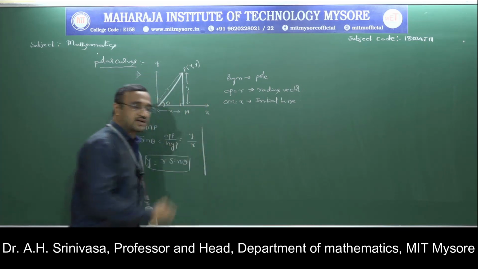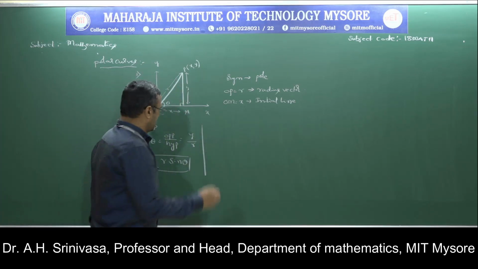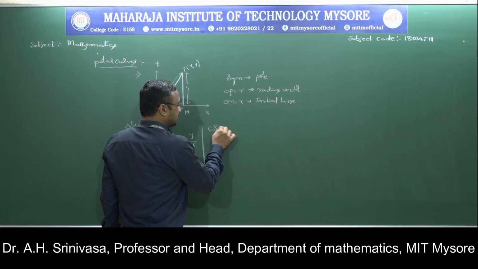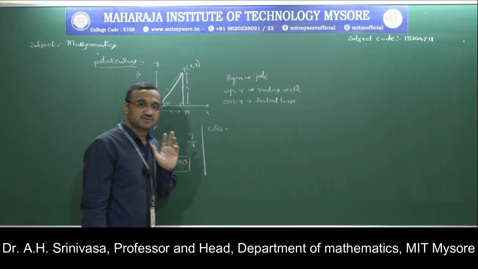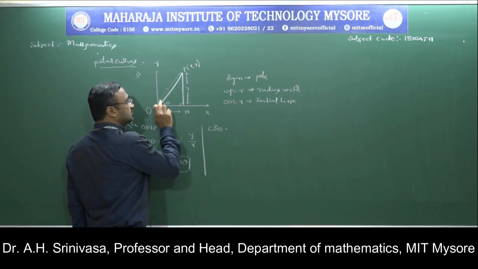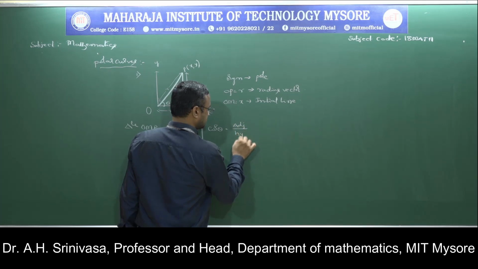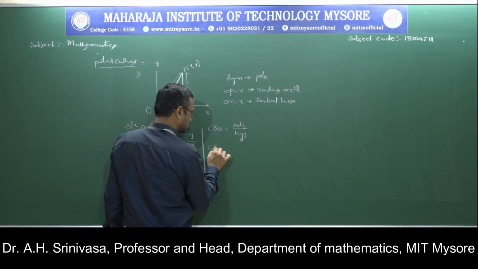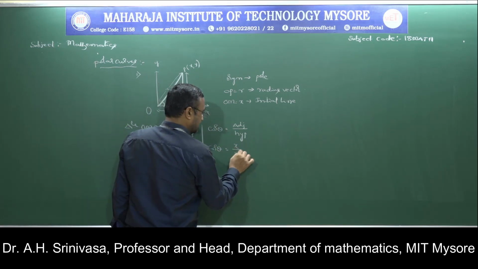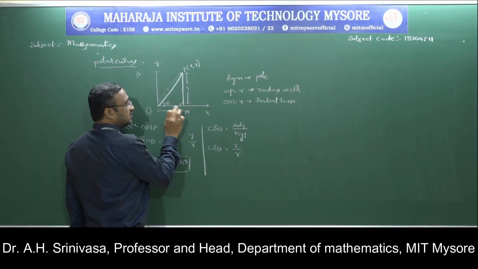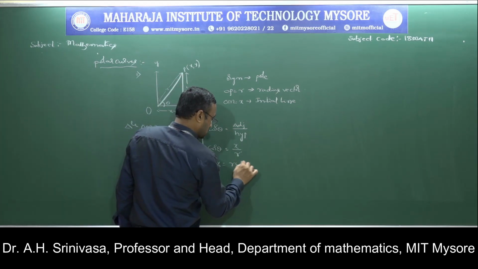In the same way, we can also find the other coordinate. I want to find the value of x. For that, we can take cos theta for this right angle triangle. Cos theta is adjacent by hypotenuse. What is the adjacent value? It is x by r, your hypotenuse OP. Then x is r into cos theta.